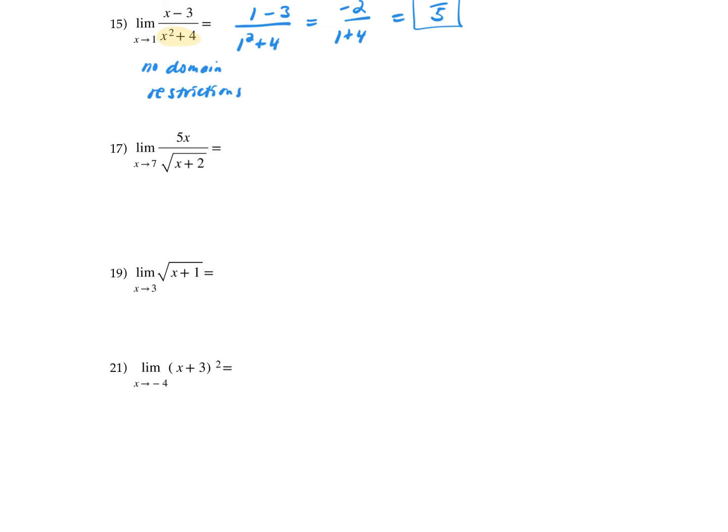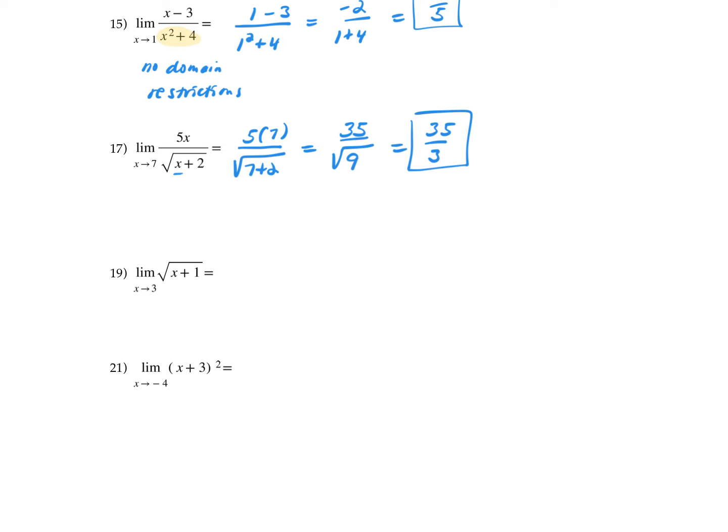All right, number 17, notice that we're finding the limit as x approaches 7. 7 will not make this denominator equal to 0 because we've got the square root of x plus 2, so we're going to be taking the square root of 7 plus 2, which will be a positive 3. So we're ready to just do direct substitution. So do 5 times 7 over the square root of 7 plus 2. 5 times 7 is 35. That would be over the square root of 9. So we end up with 35 over 3, final answer. And you can just leave it as that improper fraction.